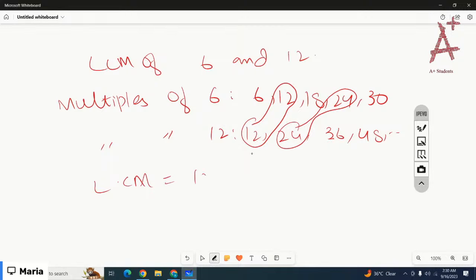So the least common multiple is 12, right? The correct option is 12.